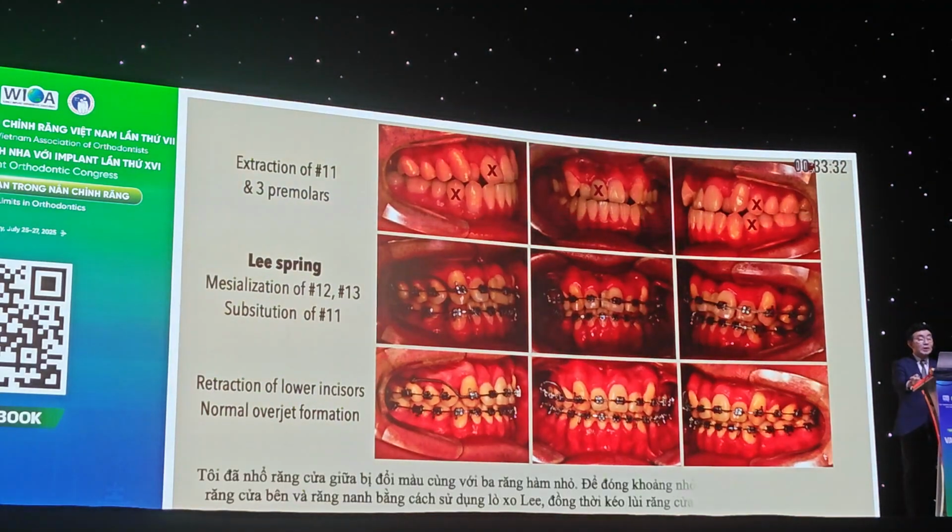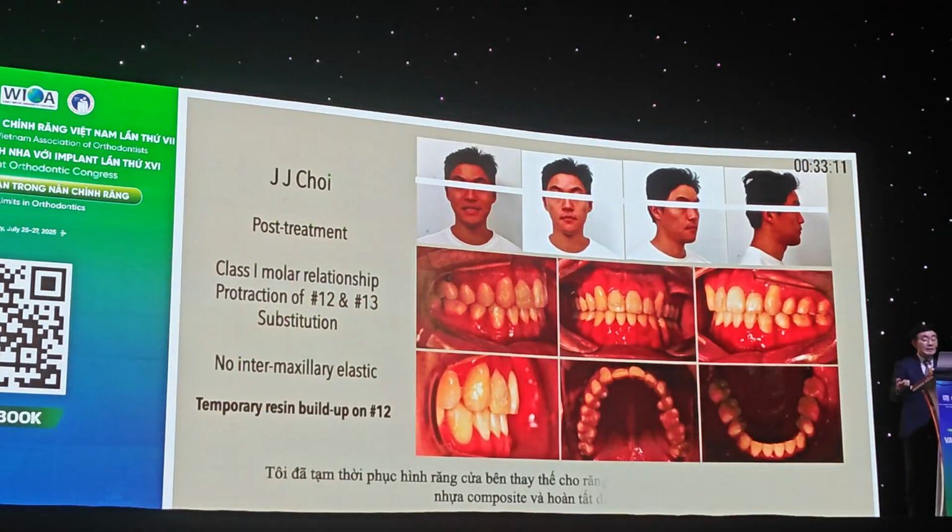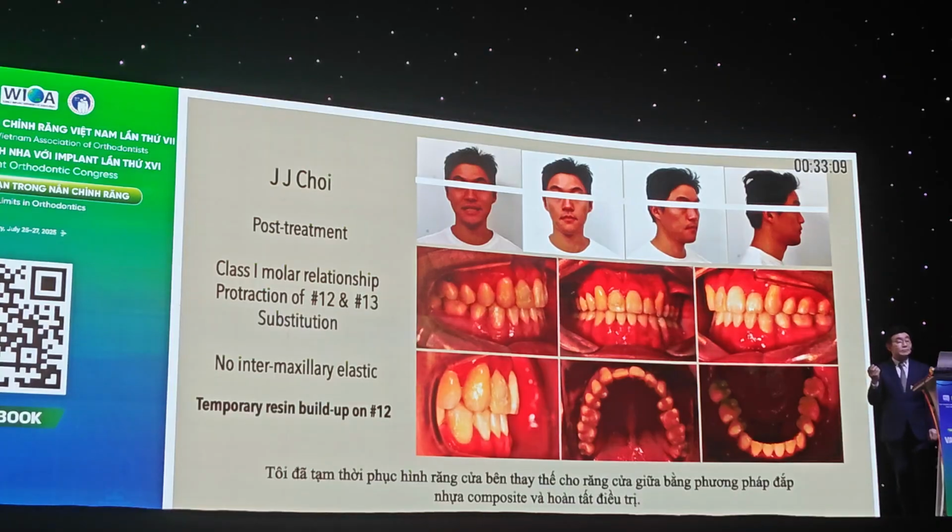I extracted the discolored maxillary central incisor along with the 3 premolars. To close the extraction space of the central incisor, I moved the lateral incisors and canines medially using the lead spring and retracted the mandibular incisors to create a compromised occlusion. I temporarily restored the lateral incisor that was replaced with the central incisor using resin buildup and completed the treatment.